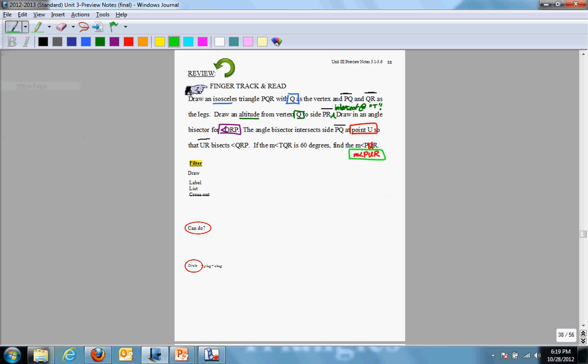Do not pause the video. I'm going to set a timer for you for 3 minutes. You need to draw, label, list, cross out, ask yourself what you can do, circle, plug, chug as necessary, but solve ultimately for the measure of angle PUR with the given information. I'm going to set the timer now.